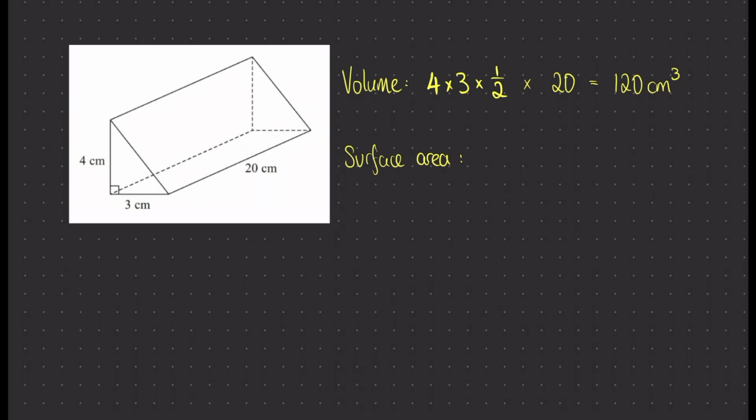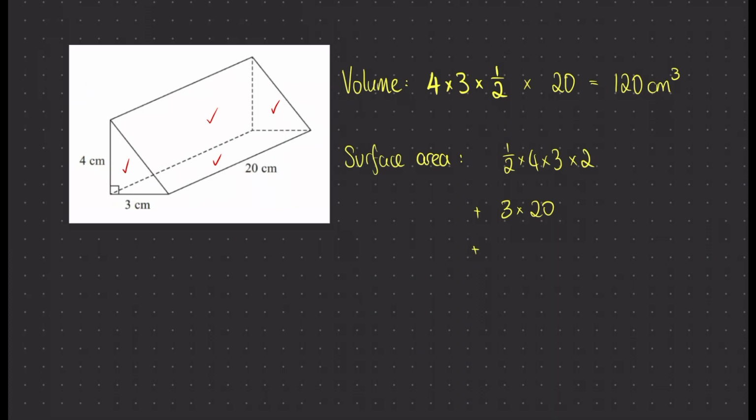I'm going to begin with the two ends, so the two triangles. So to work out the surface area of this, well, I've already done the area of the triangle. So that's a half times 4 times 3, and I have 2 of them. So let's times that by 2. I'm then going to add on the bottom face. So that's going to be 3 times 20. Then this front-facing slanted large face, which is going to be the diagonal of my triangle multiplied by 20.